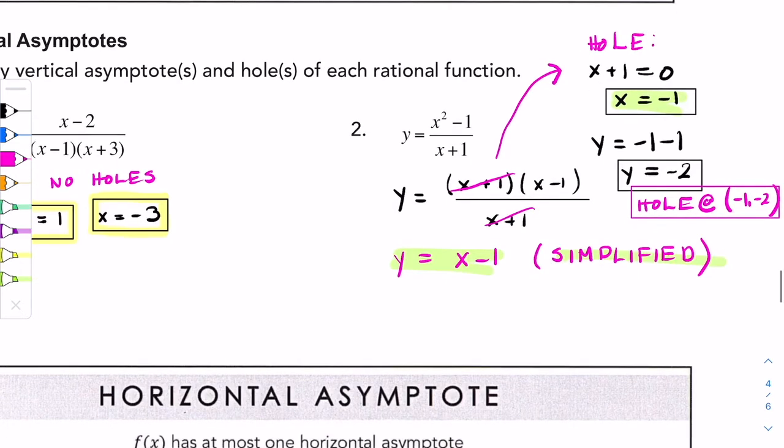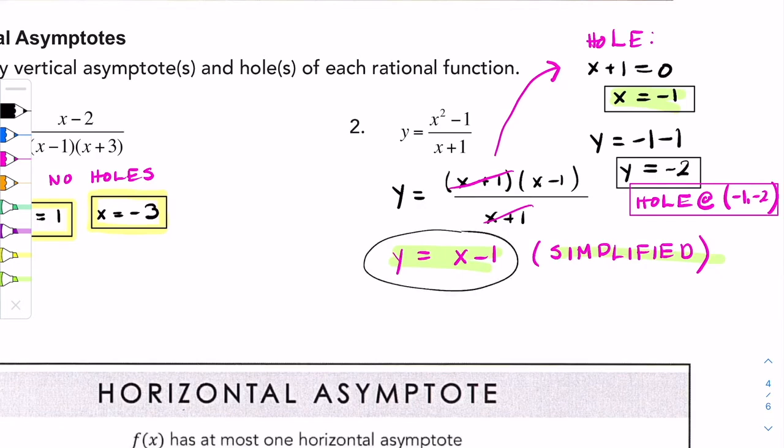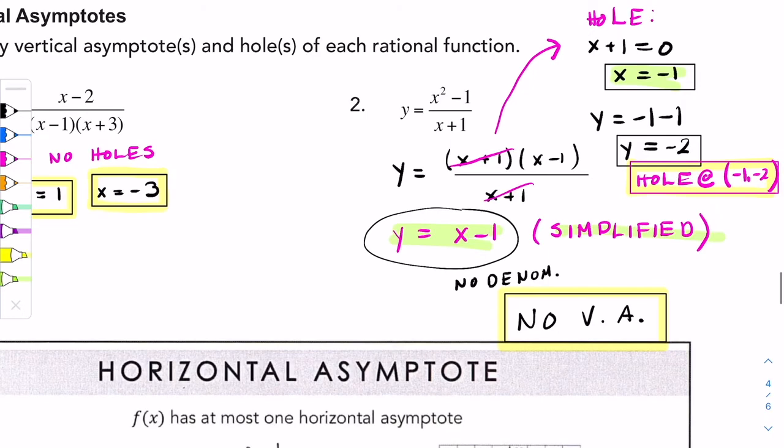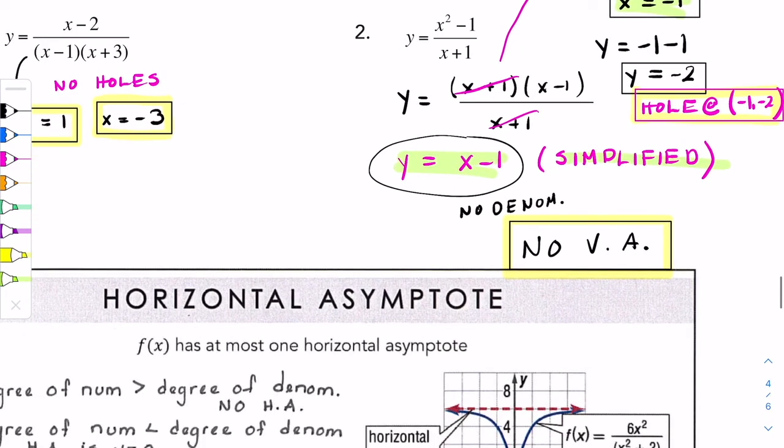Because we don't have any denominator left after we simplify, there's no denominator to set equal to 0. Therefore, we would say that there are no vertical asymptotes. So in this question, you're asked to find the vertical asymptotes and the holes. We have a hole. We do not have a vertical asymptote. And that is exactly what you would indicate. No vertical asymptote. And that's because there is no denominator after you simplify from the hole.